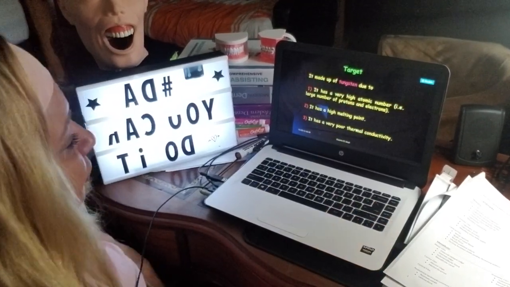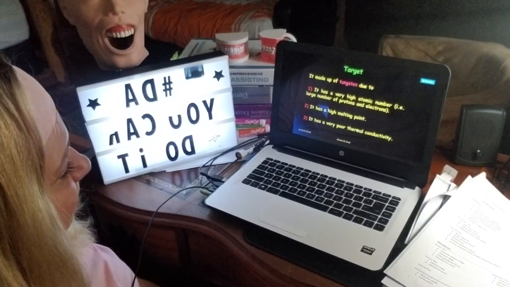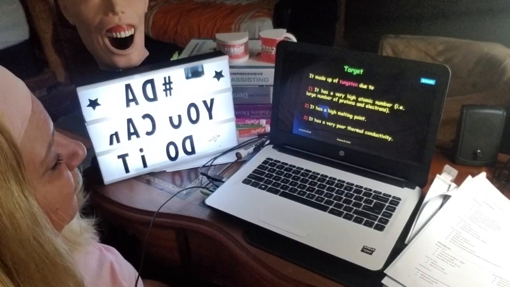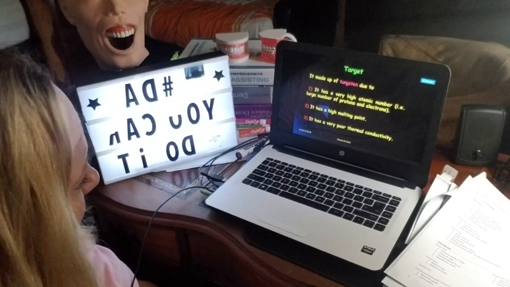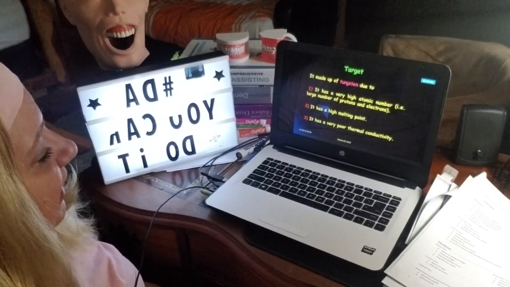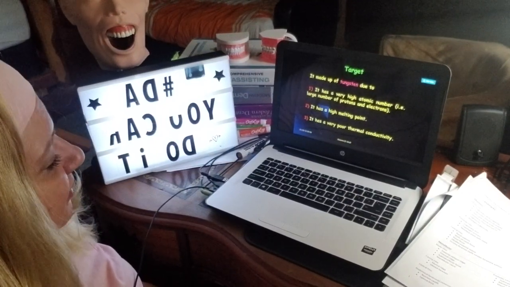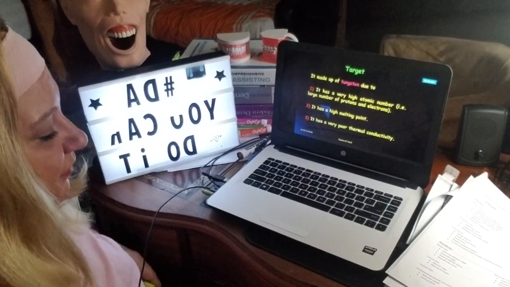Making that clear. Target. It is made up of tungsten because it has a very high atomic number. It has a high melting point. It has a very poor thermal conductivity.